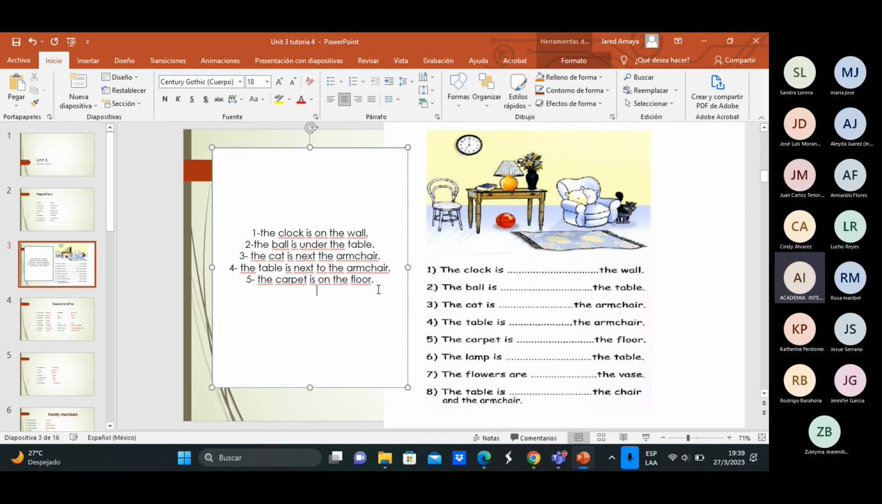Entonces, number five, number six. How would you make number six? The lamp is on the table. Yeah, but we are not going to say the lamp is in the table. It doesn't make sense, any sense, because in means adentro de. The lamp is on the table. On the table. Number seven.